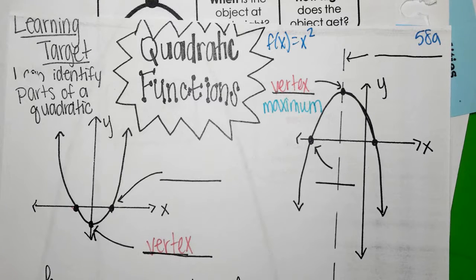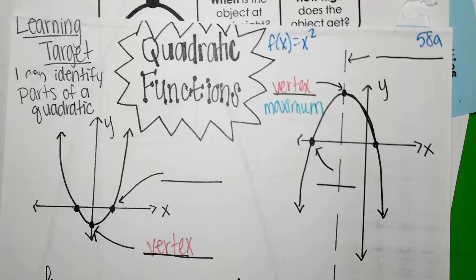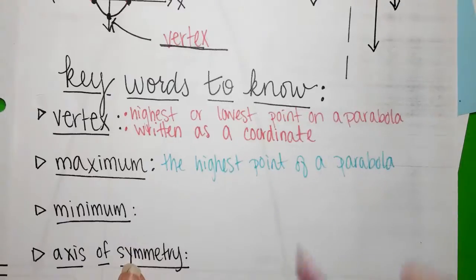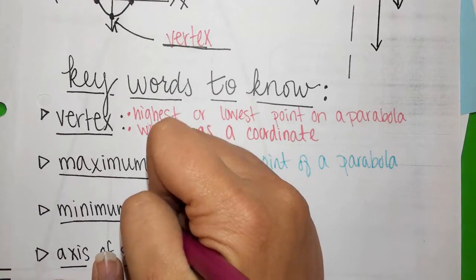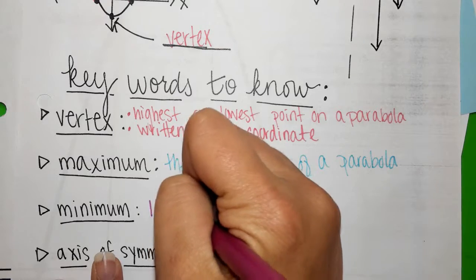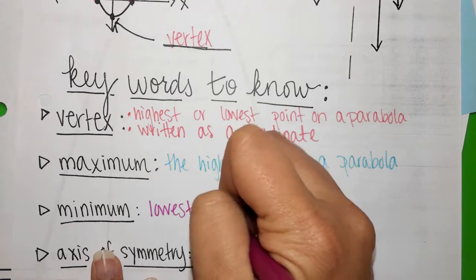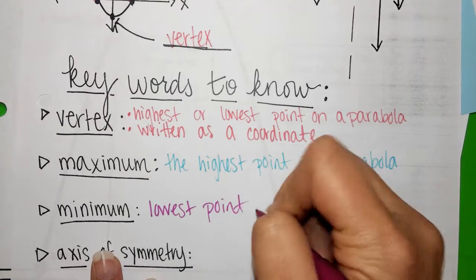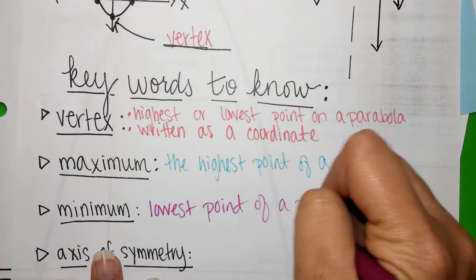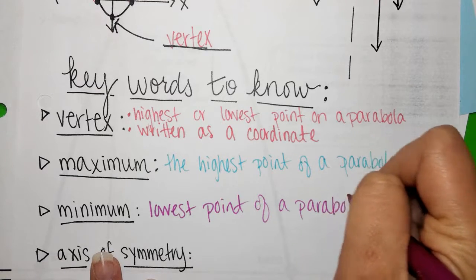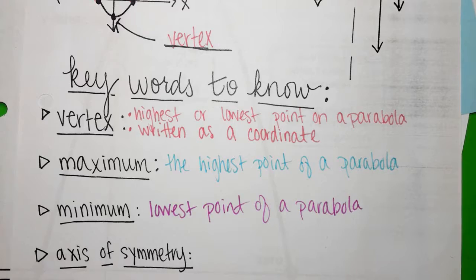Alright, our next word that we're going to talk about is a minimum. What is a minimum? Alright, lowest point of a parabola. So is left or right a minimum? Left is a minimum.